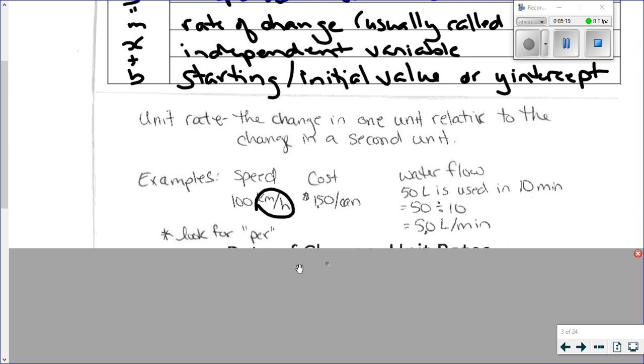Generally speaking, the key word we're looking for is "per." If you hear the word per, kilometers per hour, $1.50 per can, 5 liters per minute, that means you're dealing with the unit rate.